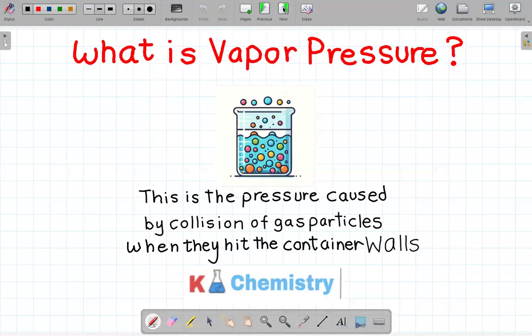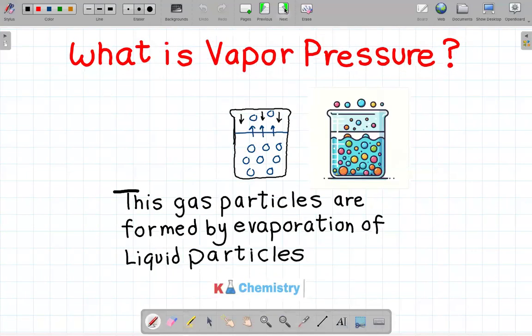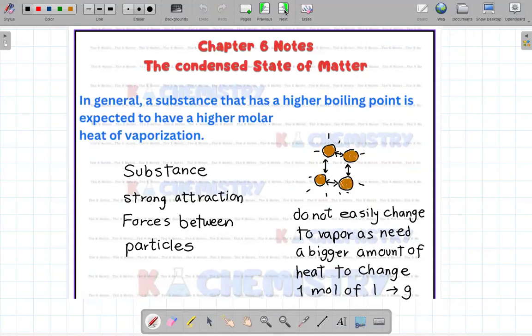What is the vapor pressure? We have explained now what is the vapor pressure. The condensed state of matter. When talking about a substance that has a higher boiling point, expected to have a higher molar heat of vaporization, we explain this by the forces of attraction between the particles. Again, please go back to the lessons to see how this happens.